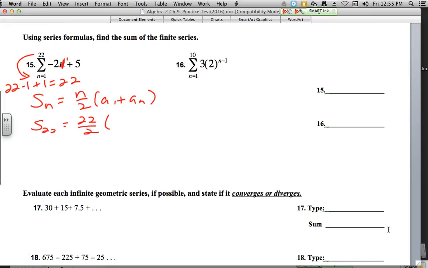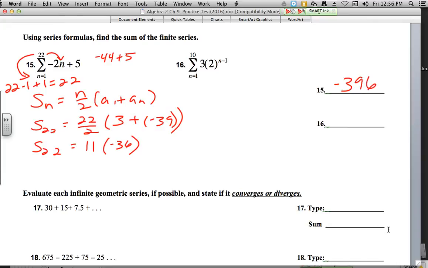So negative 2 times 1 is negative 2 plus 5 is 3. Then I have to figure out what the last term will be. So I have to put a 22 in here, and that will be negative 44 plus 5, which is going to give me negative 39. And you can do a little bit of this math in your head here, because that's going to be 11. And of course, you could take negative 39 plus 3, and that's negative 36. And then punch it into your calculator for a grand total of negative 396.